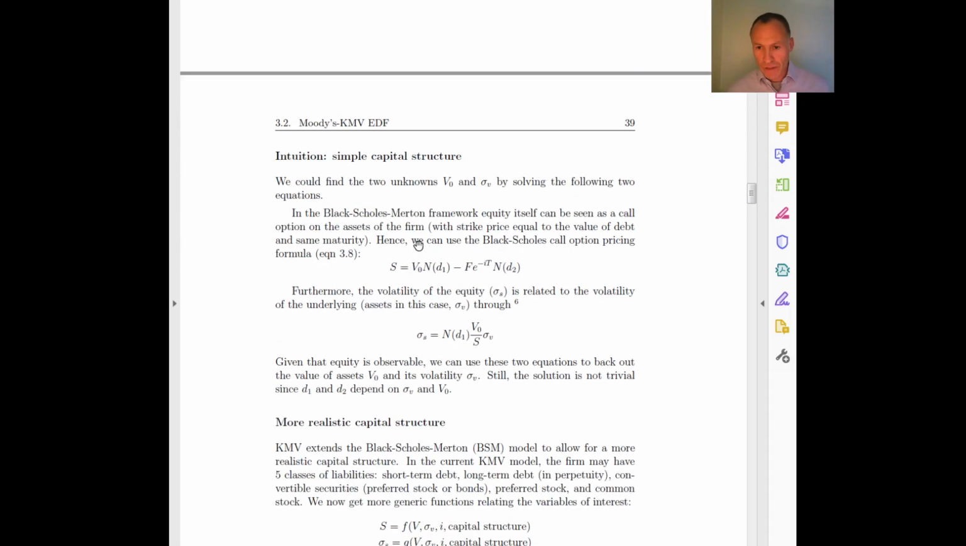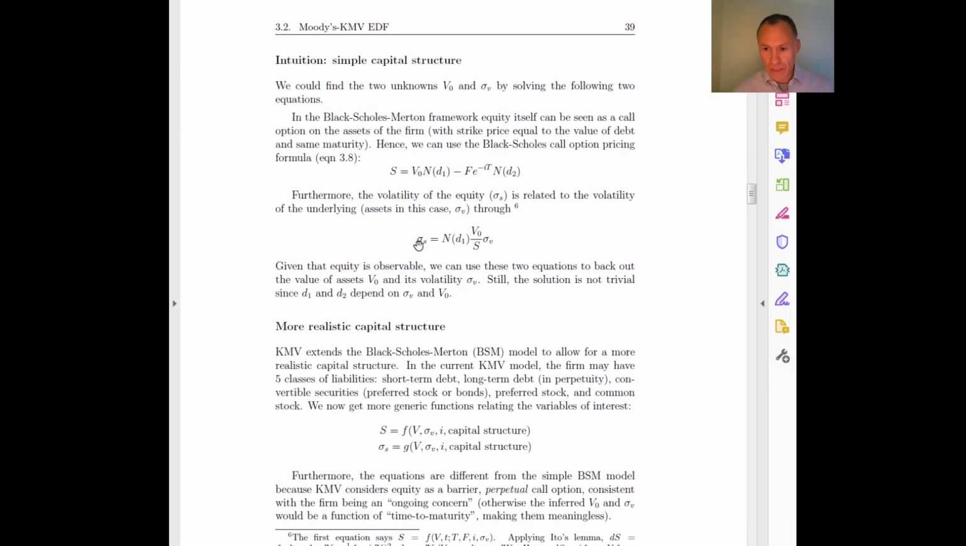This is where KMV was really ingenious. We have 2 variables that we have to estimate. One is the value of the assets today, V0, and the other is the volatility of the assets, which in the previous chapter on the Merton model we called just sigma, but here, to make clear that this is for the assets, we call sigma V, the volatility of the asset process. So we have 2 unknowns, and we need 2 equations to find them.